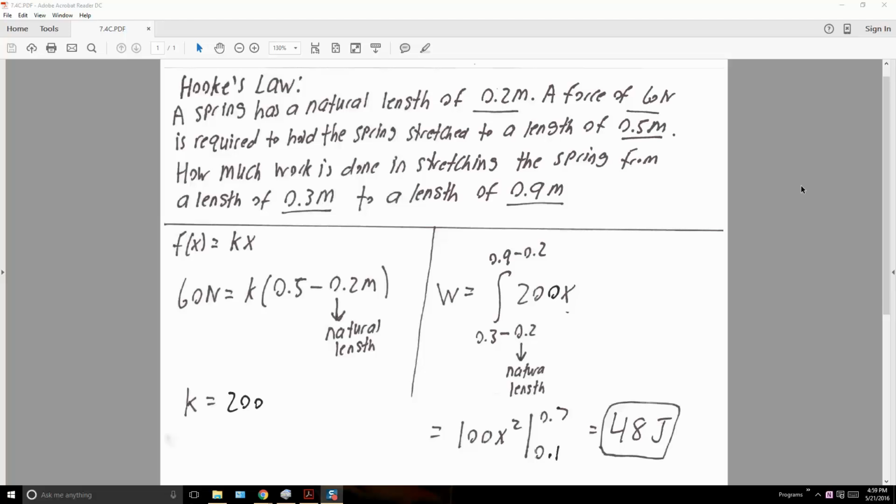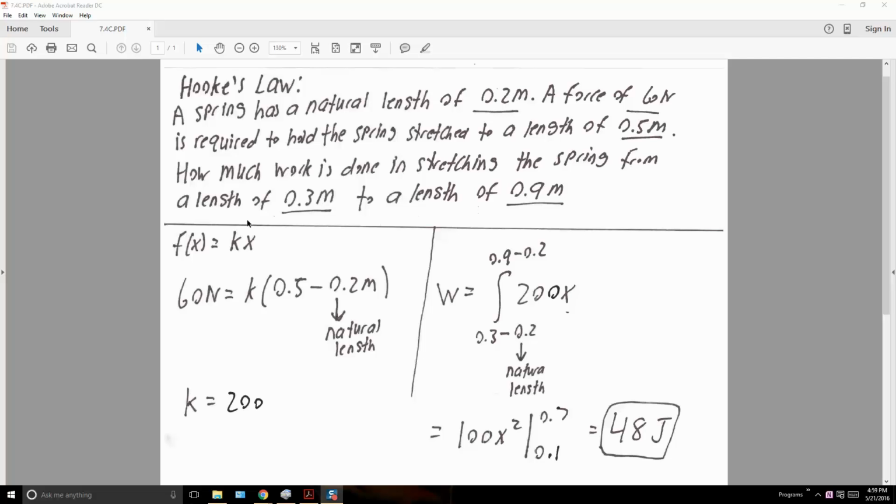Okay, this question is an example of a Hooke's law problem. So we have a spring which has a natural length of 0.2 meters, and a force of 60 Newtons is required to stretch the spring to a length of 0.5 meters. And we want to know the amount of work done in stretching the spring from a length of 0.3 meters to a length of 0.9 meters.